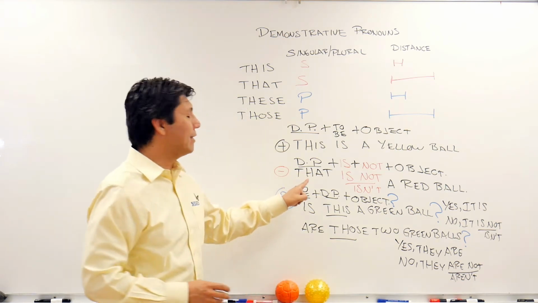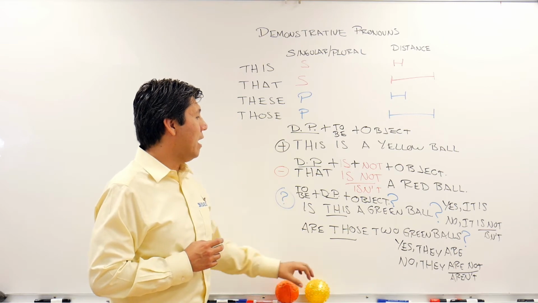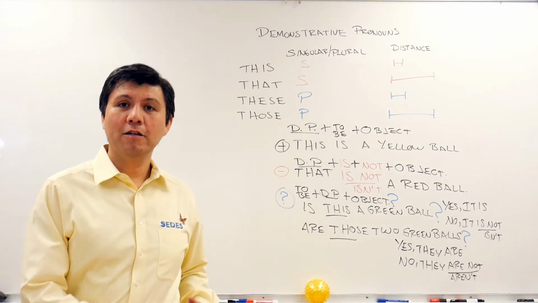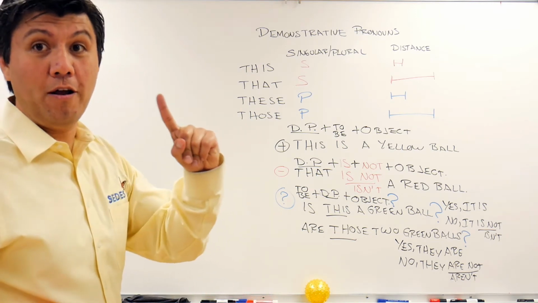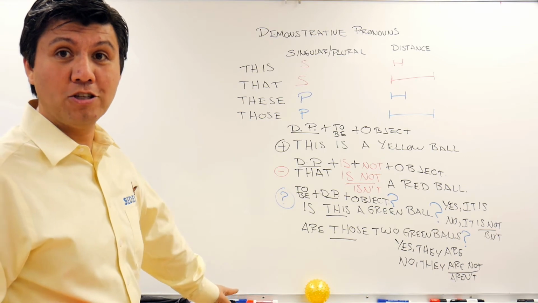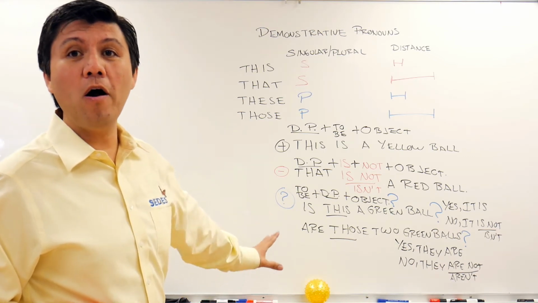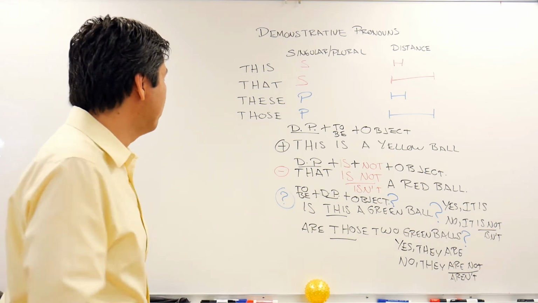Now, let's look at the negative example. That is not a red ball. So I have that. That is for a longer distance. That, singular, is not a red ball. That is a yellow ball, not a red ball. So that is not, or that isn't, a red ball.